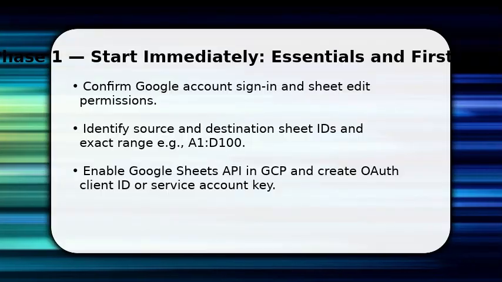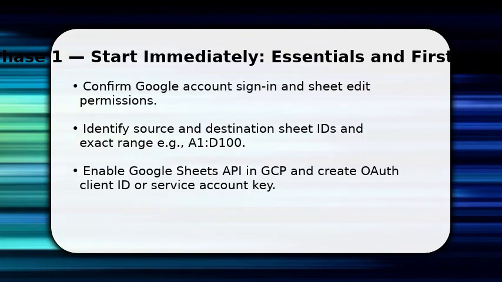You start by making sure you own or have edit access to both sheets. This prevents permission errors later. Once signed in, note the source and destination sheet ID and ranges so you can map data precisely.